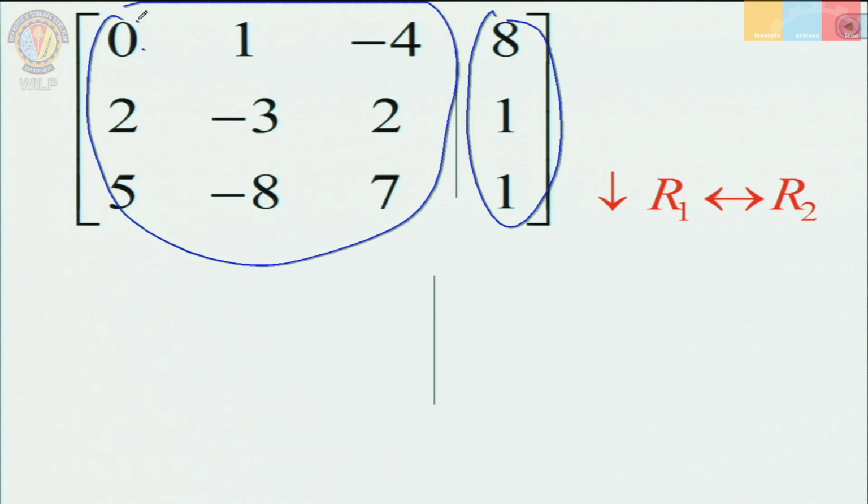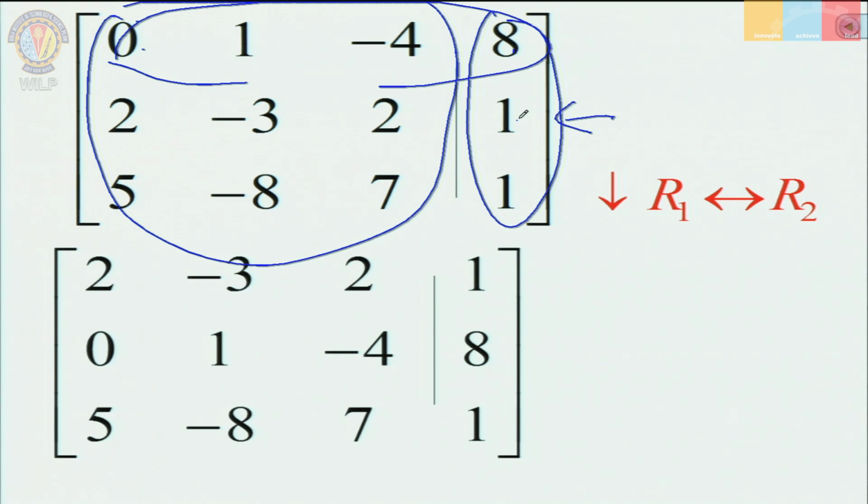So, therefore, we can replace the first row by the second row, or the first row by the third row. It is our choice. At this stage, I am interchanging the first row with the second. So, the first row will be 2, minus 3, 2 and 1, and this whole first row will come at the second position: 0, 1, minus 4 and 8. This 8 has to come in the second position. So, we are going to get this.